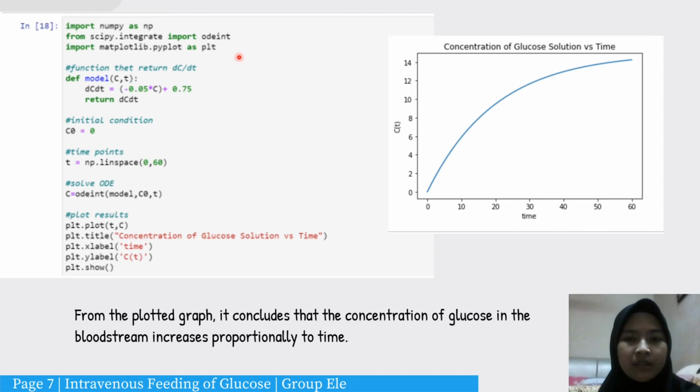For the graph, import the libraries numpy and matplotlib.pyplot, and from scipy.integrate, import odeint, or ordinary differential equation integration. Next, we define our model with c and t as the input or argument, return dc dt, and declare the initial condition and the time points. The model, initial conditions and time points are defined as inputs to odeint to numerically calculate c(t). Next, plot the graph using plt.plot with title of concentration of glucose versus time and set c(t) as y-axis and time as x-axis. Use plt.show to display the graph. So from the plotted graph, it concludes that the concentration of glucose in the bloodstream increases proportionally to time. So I will pass to Siti Sarah.